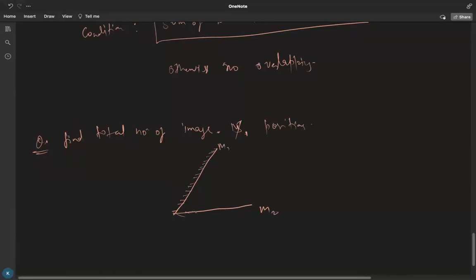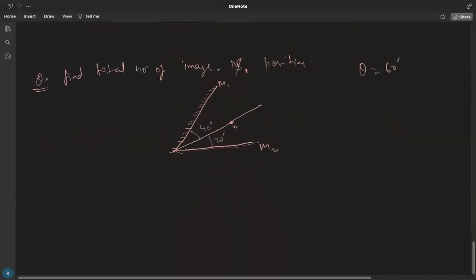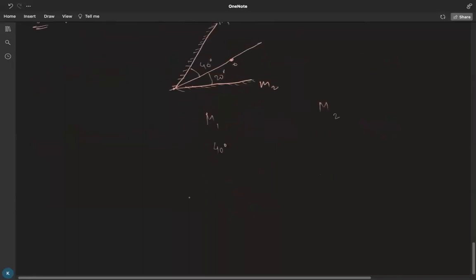These are our two mirrors, and on this line an object is kept, at an angle of 40 degrees from the first mirror and 20 degrees from the second mirror. That means theta is 60 degrees, so the two mirrors are inclined at 60 degrees. Now you have to find the number of images and their positions. Write M1, M2. From M1 it's 40 degrees and 20 degrees, and you add the 60 degrees diagonally.